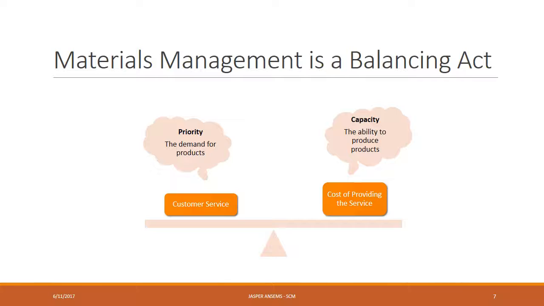So material management is actually a balancing act. You need to find a good balance between the customer service and the cost of providing the service. The priority for the customer service is the demand for the products, and the capacity for the cost of providing the service is the ability to produce products.